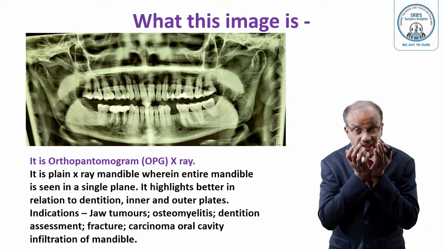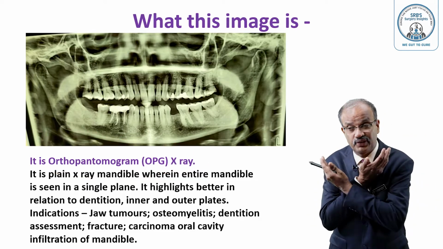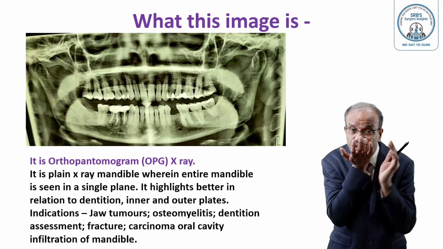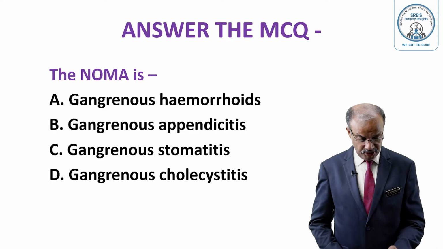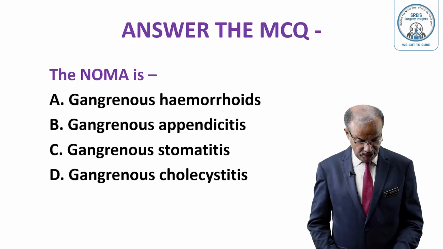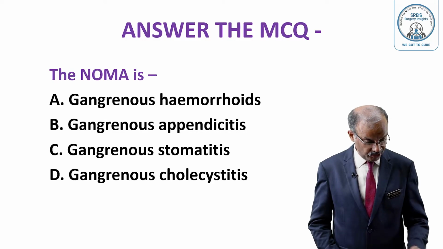The patient rests like this, and the machine rotates like this. There is a jaw rest. The machine rotates like that, if you have seen. So, answer the MCQ. Noma is gangrenous hemorrhoids, gangrenous appendicitis, gangrenous stomatitis, gangrenous cholecystitis. Find out the right answer.